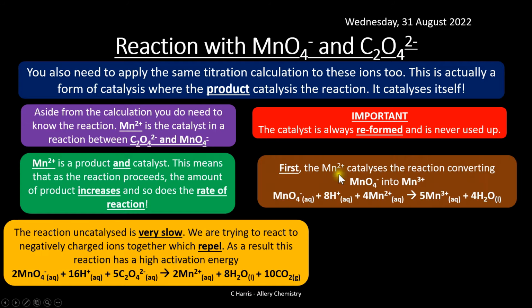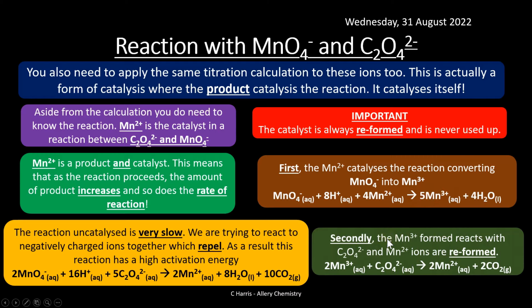The first step in this reaction is the Mn2+. This catalyzes the reaction, and it converts MnO4- first into Mn3+. So the MnO4- reacts with the Mn2+, which is the catalyst, which is there. It reduces the MnO4-, which is this over here, to Mn3+, and obviously you produce some water.